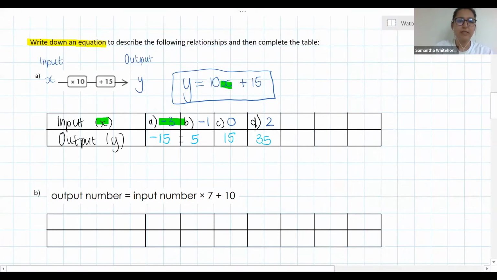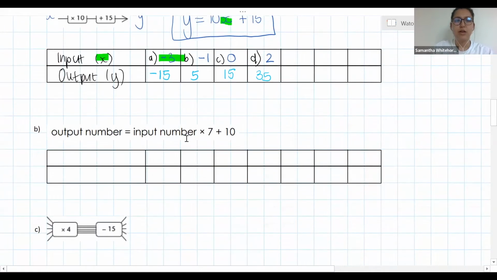And let's have a look at our second relationship, which is describing an output number. And remember, this is y is equal to an input number times 7 plus 10. So how can I write that as a neat equation? What would the equation look like for this relationship? Claire, what do you think? I think it will be 7x plus 10. Excellent. So y is equal to 7x plus 10. Fantastic. Well done. Thank you.